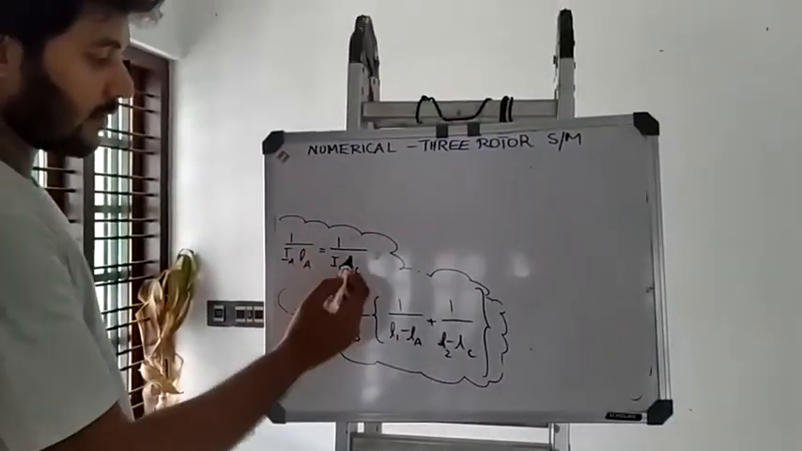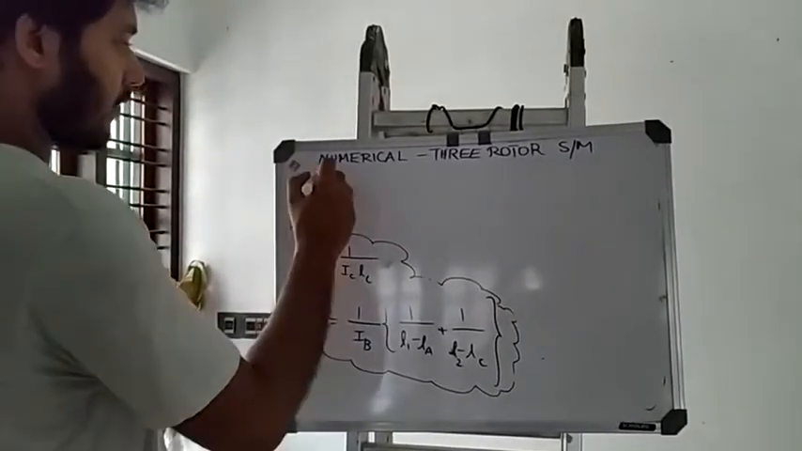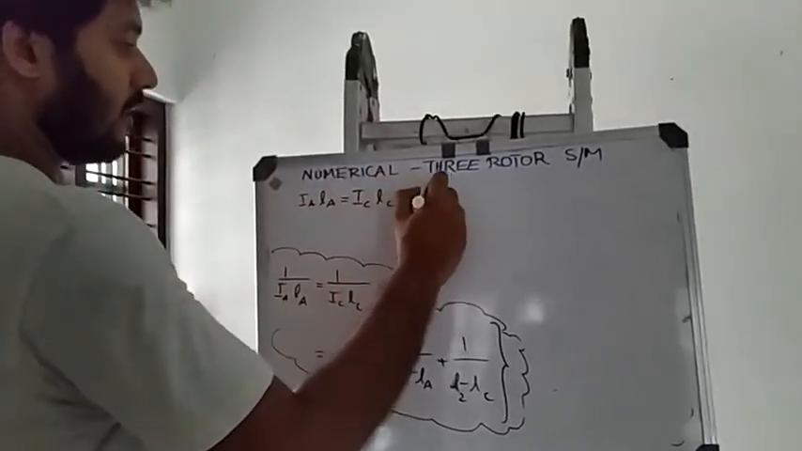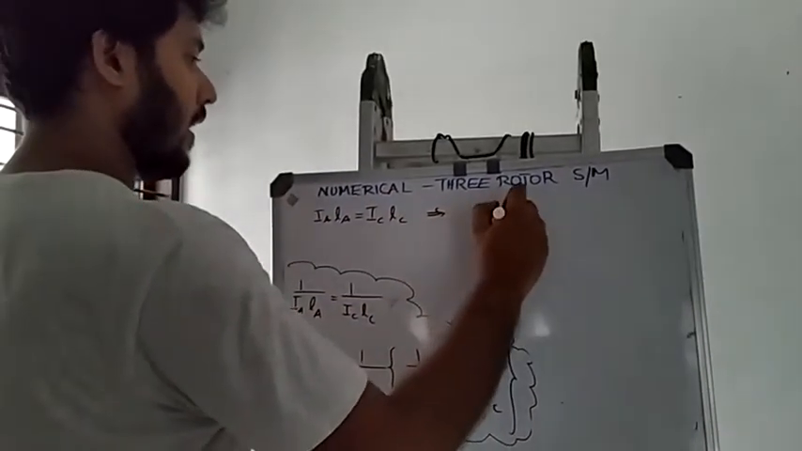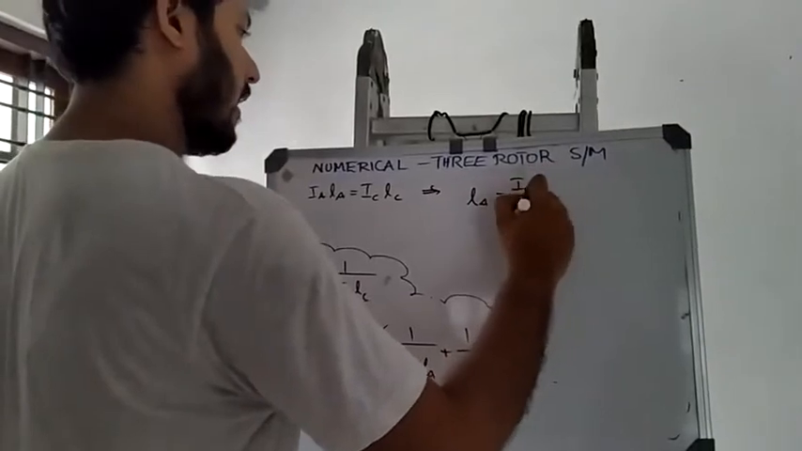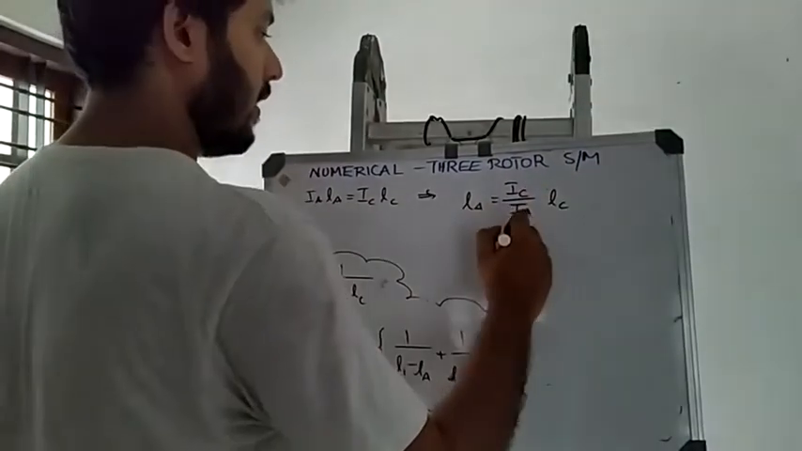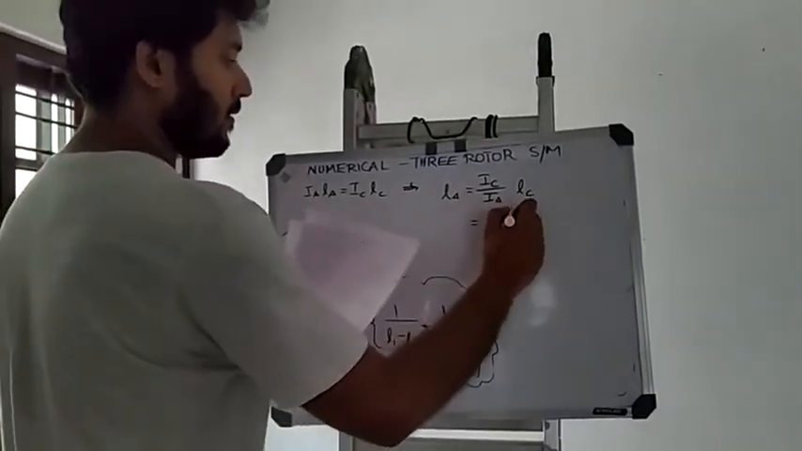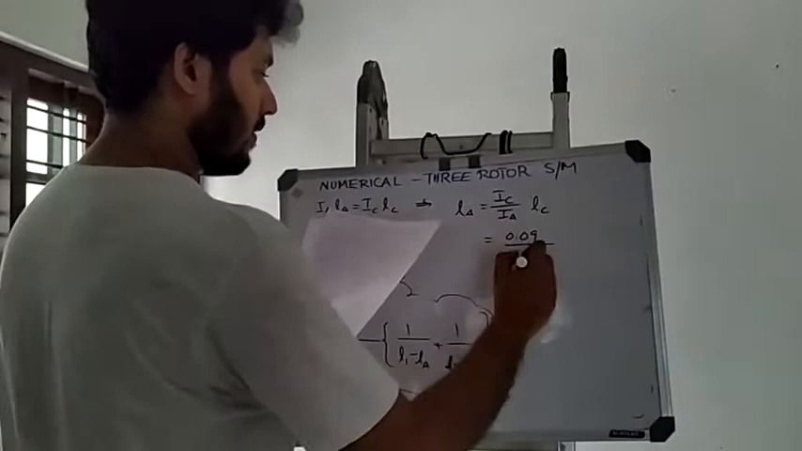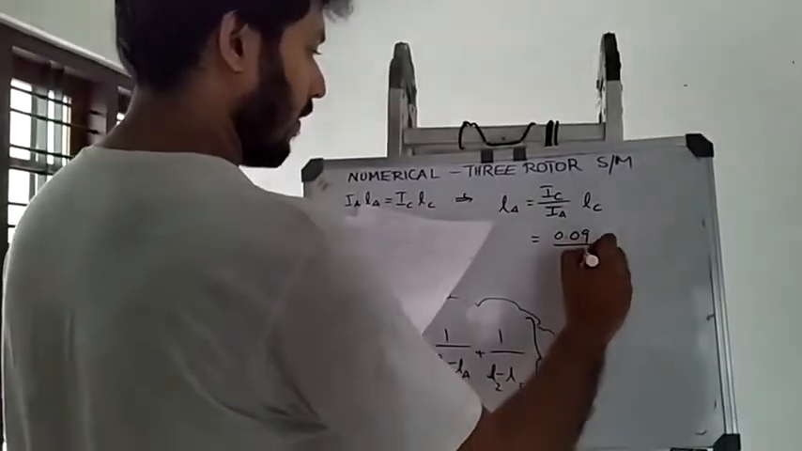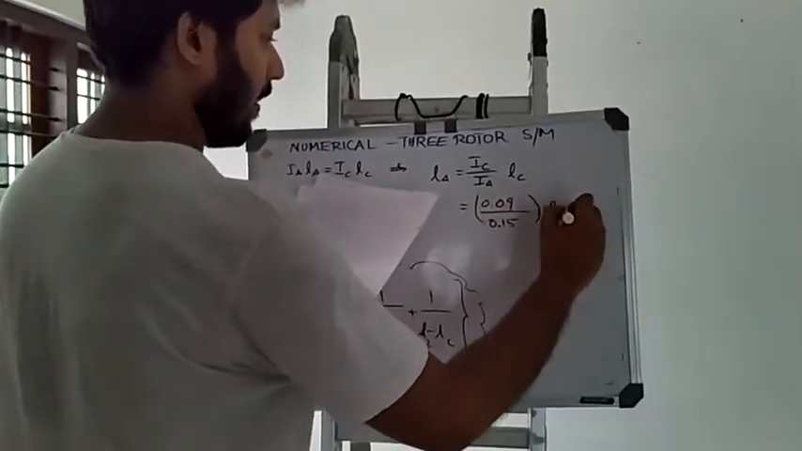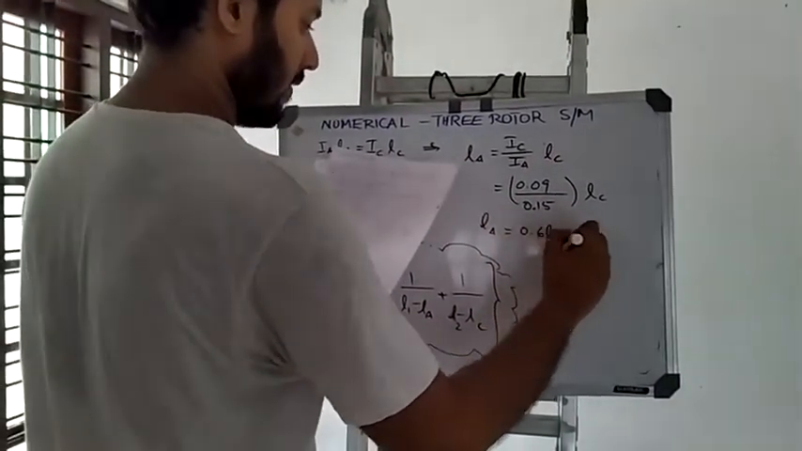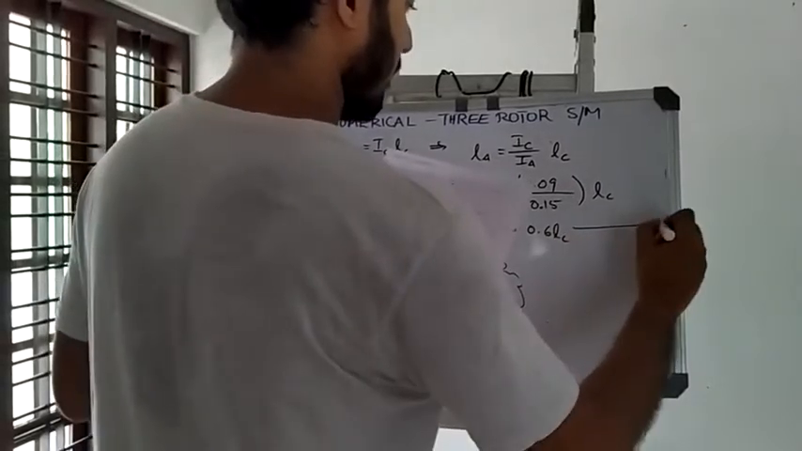Let us take the first part of this equation. Equating this first part, we will obtain IA LA equal to IC LC. From this one we can write LA equal to what? IC divided by IA multiplied by LC. Now value of IC and IA are given in the question. This is 0.09 kilogram meter square, this is 0.15 kilogram meter square multiplied by LC. So LA is equal to what? 0.6 LC. Let this be equation number 1.